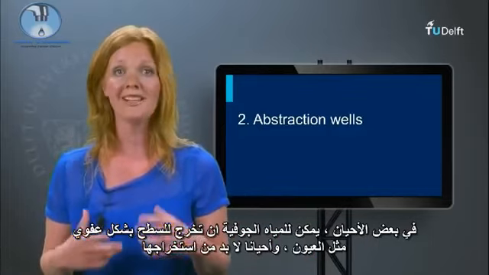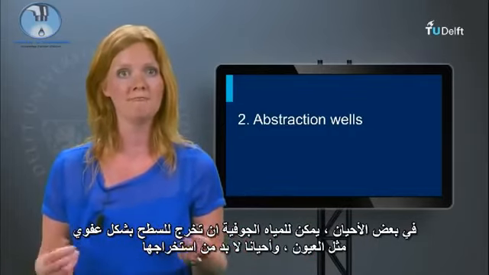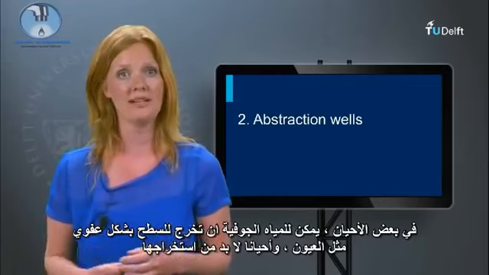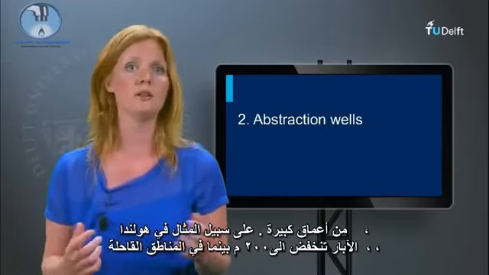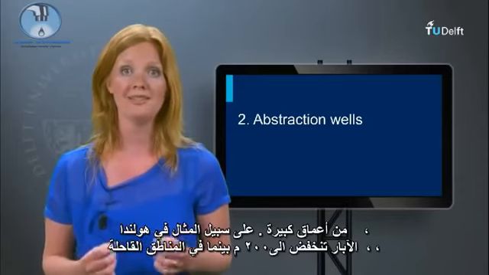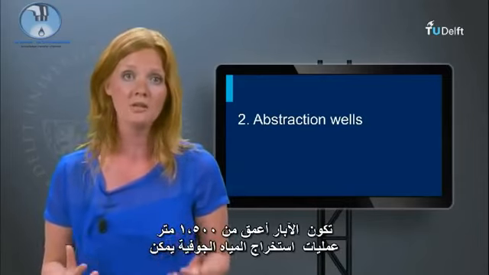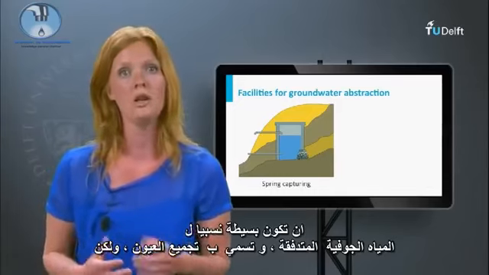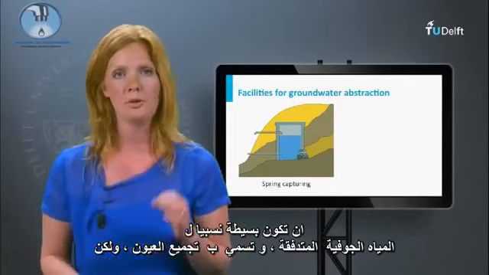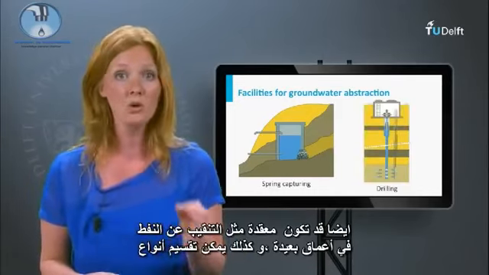Well, sometimes groundwater can surface spontaneously as a spring. And sometimes it has to be abstracted from great depths. For example, in the Netherlands, wells go down 200 meters, while in arid regions, wells are found deeper than 1,500 meters. Facilities for groundwater abstraction can be relatively simple for freely discharging groundwater, called spring capturing, but also almost as complicated as oil drilling at extreme depths.